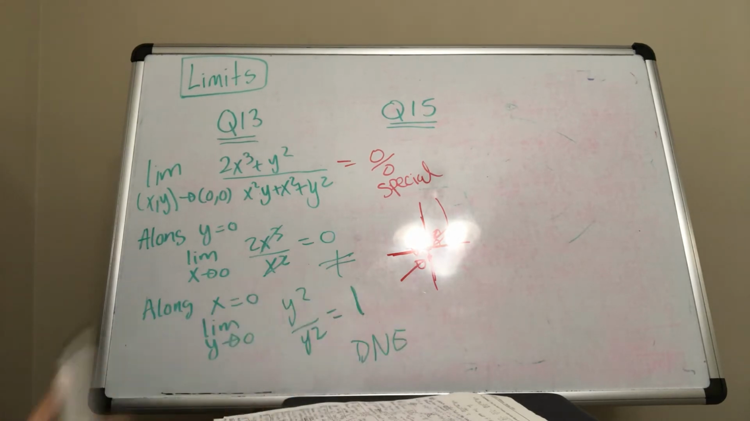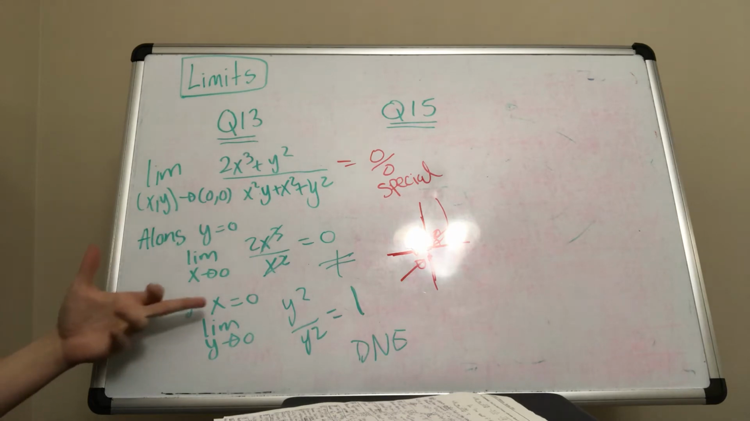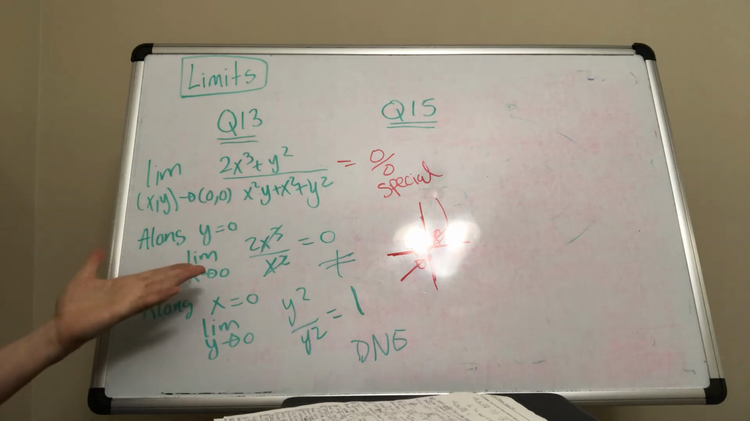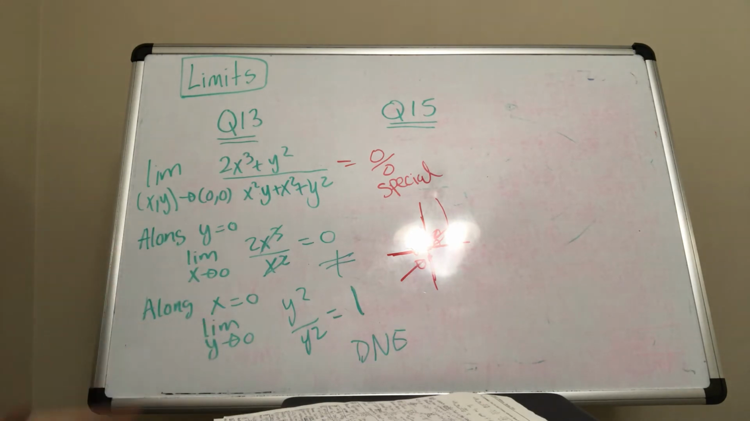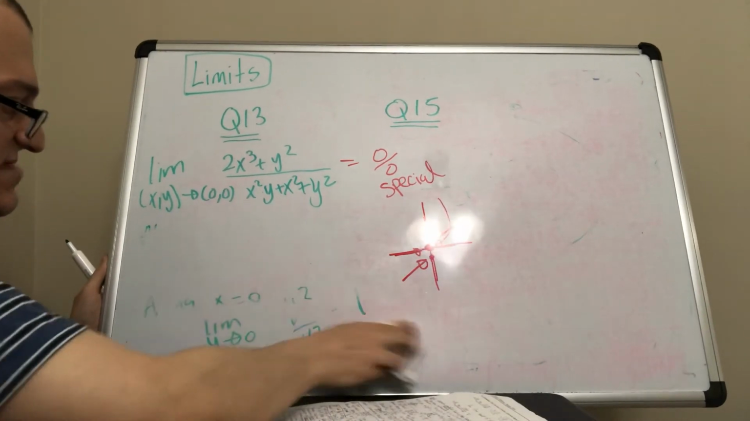That's one way of solving the answer, is to try it along the y equals 0, to try it along the x equals 0, and you see if you get the same answer or not. If that doesn't tell you anything, you could try the next level. So now we have an answer, because it doesn't match.